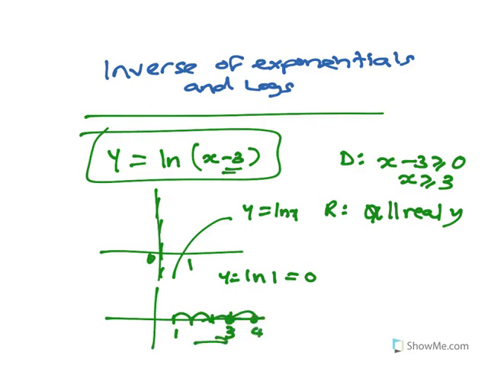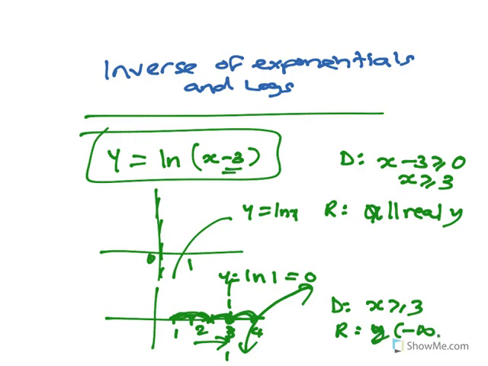So it moves 3 across to the right. I've gone too many bumps. So it's 1, 2, 3, 4. So that means the curve's going to go through here, but the asymptote will also move across to 3. So the domain is x is greater than or equal to 3, and the range is all real y. You could also do this, so all real y.